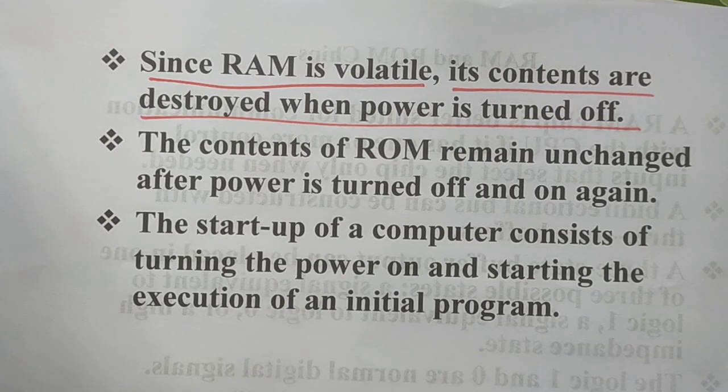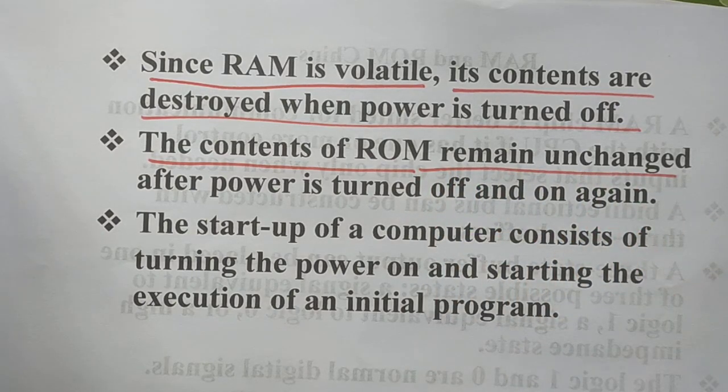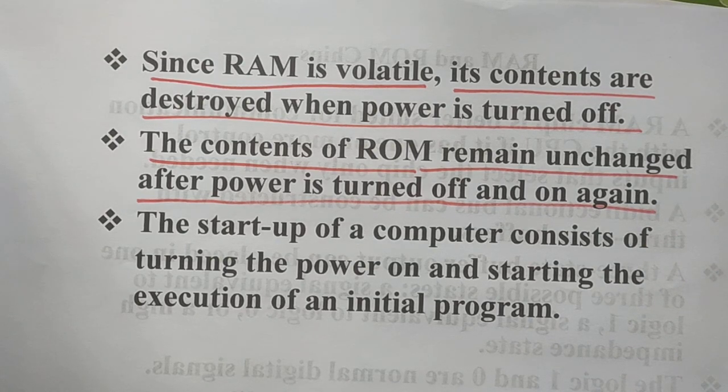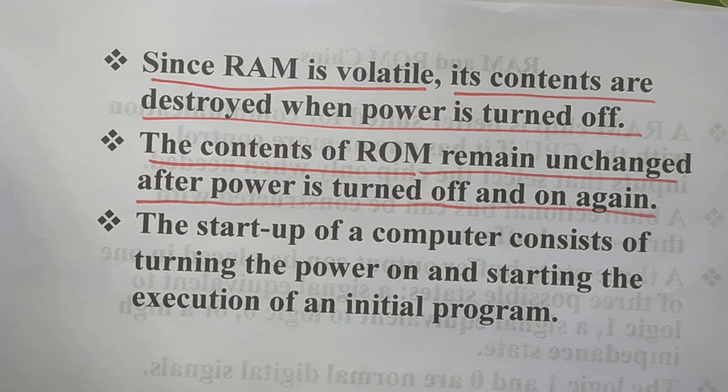But if you take ROM, what happens? ROM maintains the data available in it, although power is turned off. For that reason, the content of ROM remains unchanged, because it is already stored permanently. Suppose power is gone or turned off, and then turned on again, the data is still there in ROM. Once we start the computer system again, we can retrieve the data stored in ROM, there is no problem, because it is permanently stored.